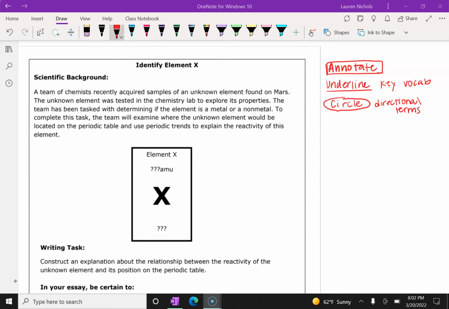So what we're going to want to do is read through the document, and as we read, we're going to underline our key vocabulary words and circle any directional terms that are telling us to do something. So let's go ahead and begin.